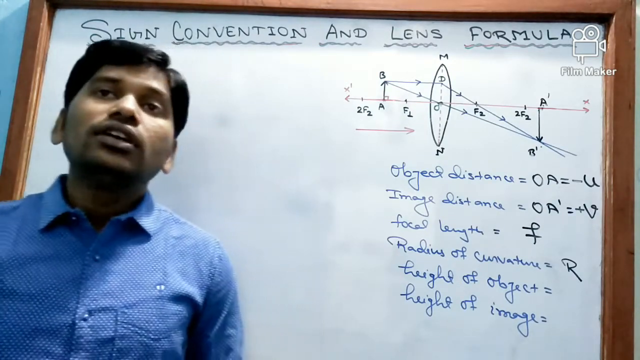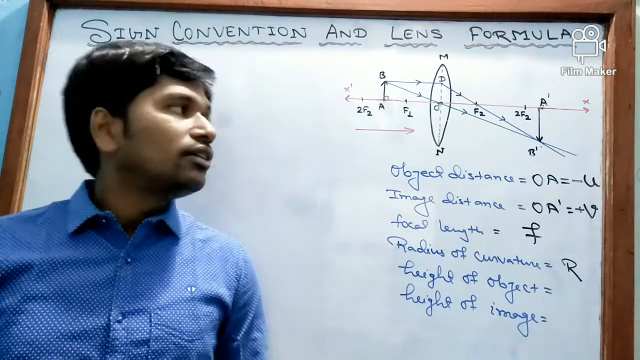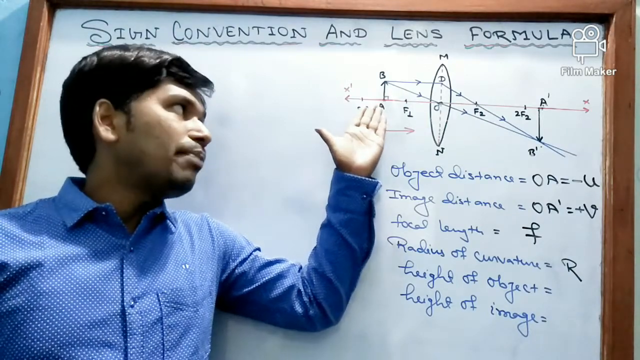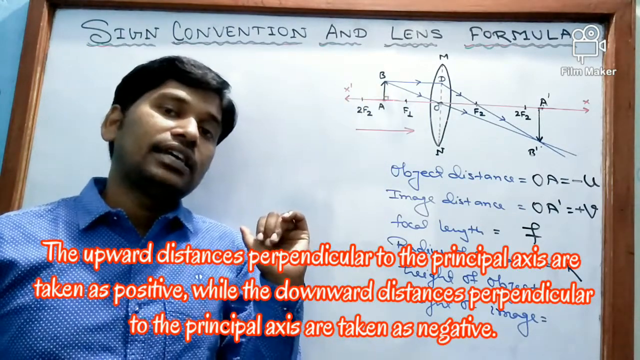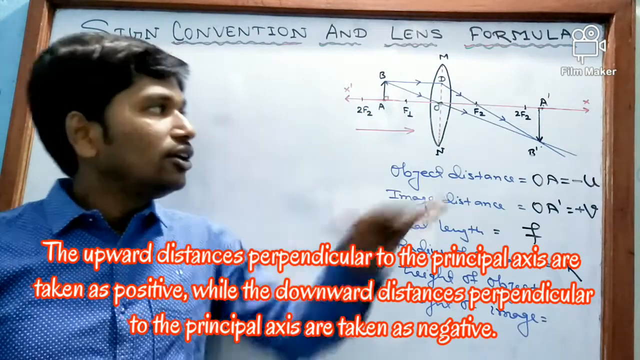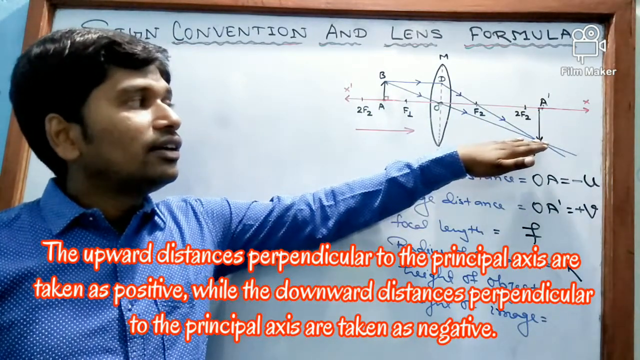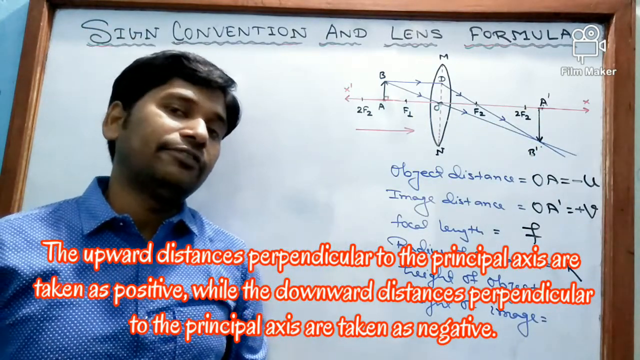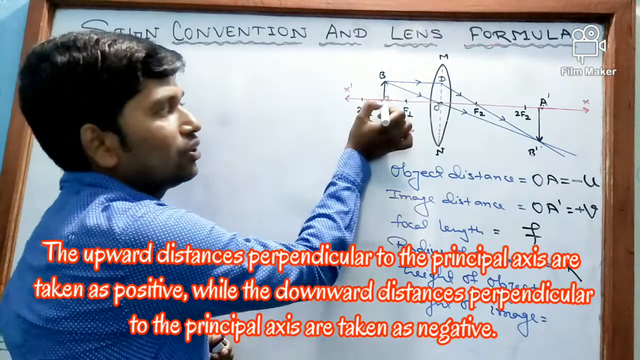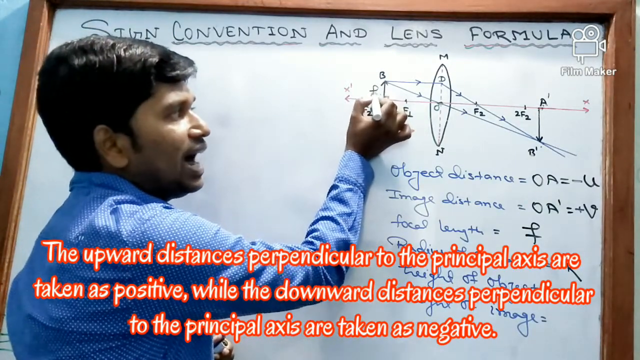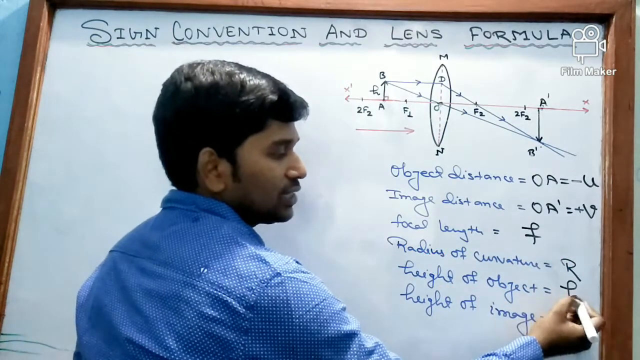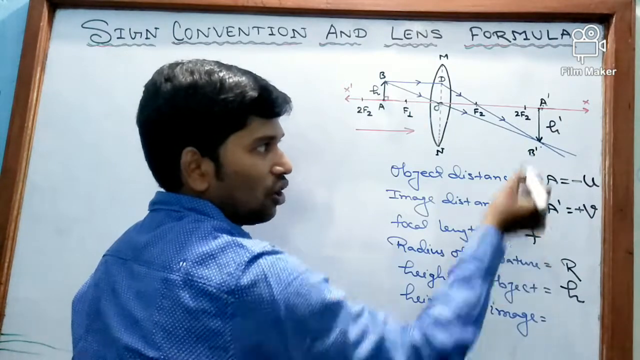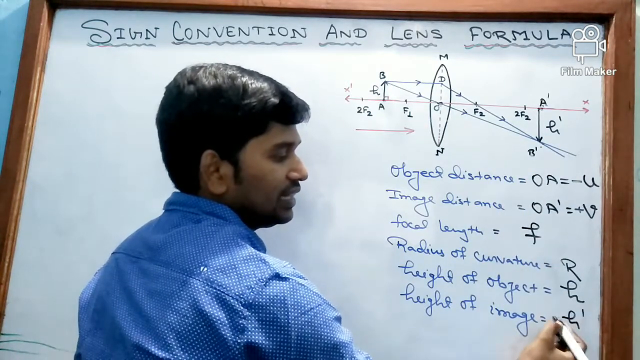Next one, the distances measured upward and perpendicular to the principal axis are taken as positive, and downward and perpendicular to the principal axis is taken as negative. So this distance AB, the height of object, is taken as positive, and the height of image, that is h dash or the length of the image, will be taken as negative.